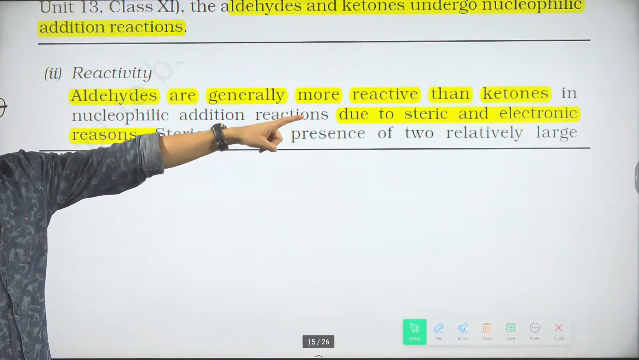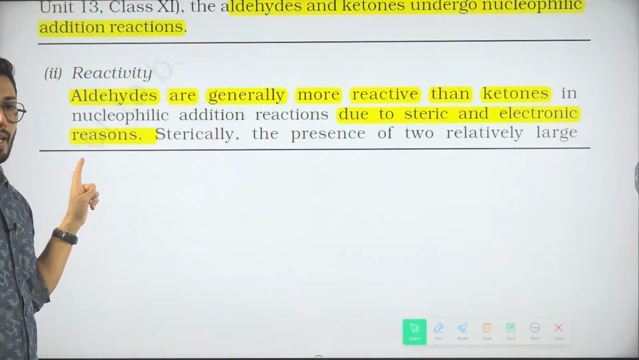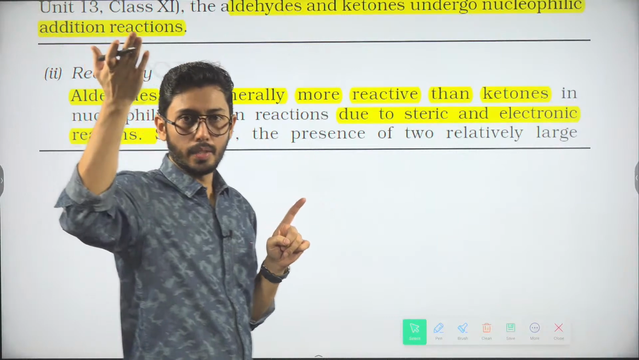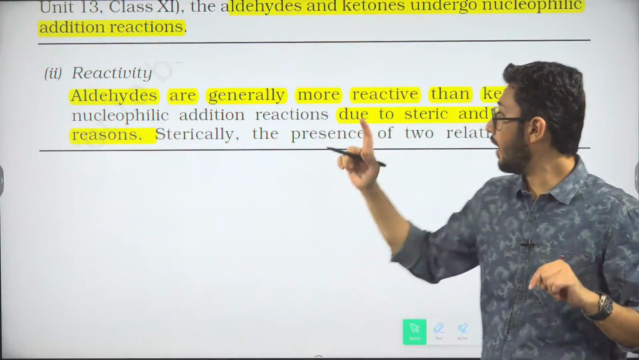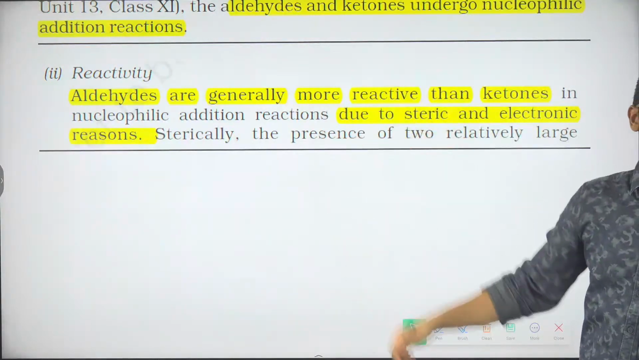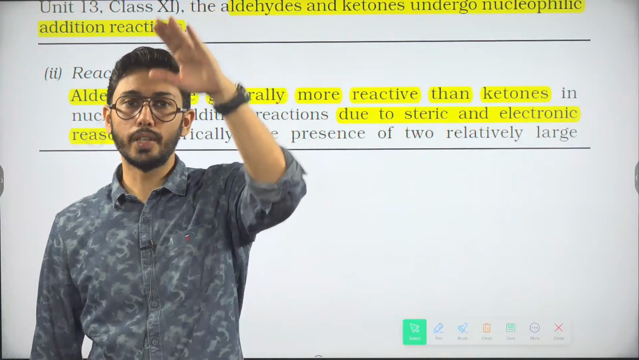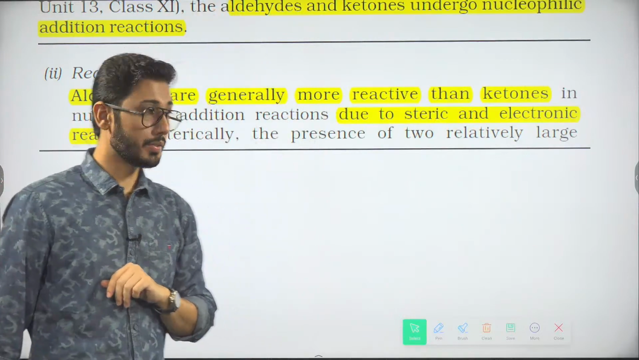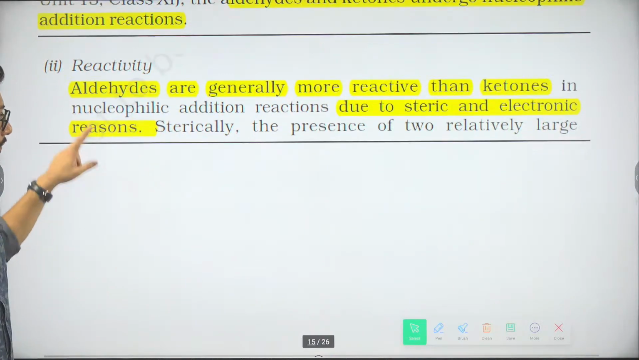Aldehydes are generally more reactive. Reason: steric effect and electronic effect. As steric effect or steric hindrance increases in ketones, reactivity decreases. The other is the electronic reason, meaning in ketones the plus I effect is more, hence the rate of nucleophilic addition decreases. So two reasons, steric reason and electronic reason.